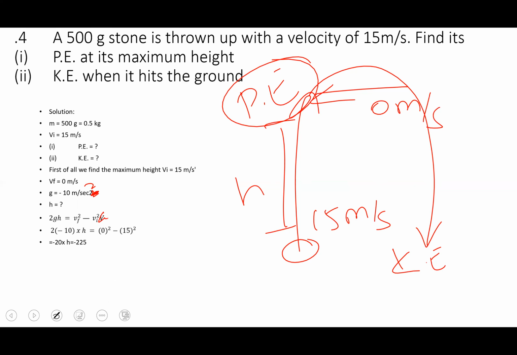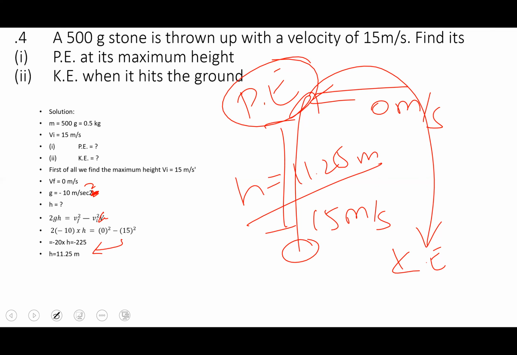So 20 into h is equal to 225, so the height which we have over here is 11.25 meters. Now students, we have the height.